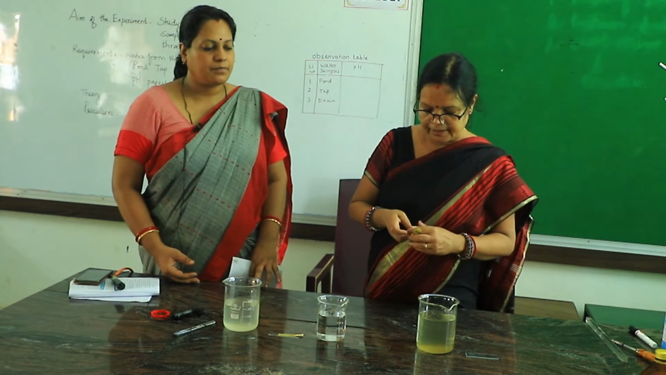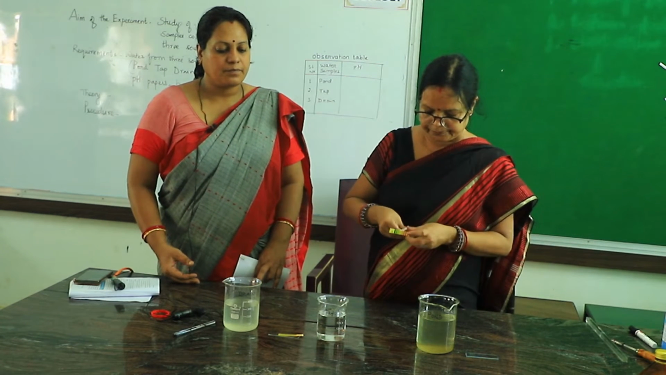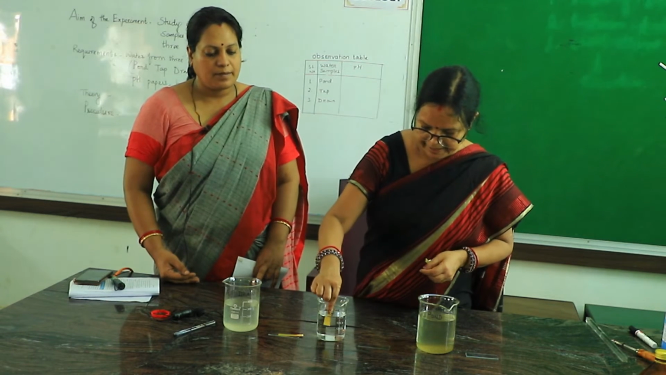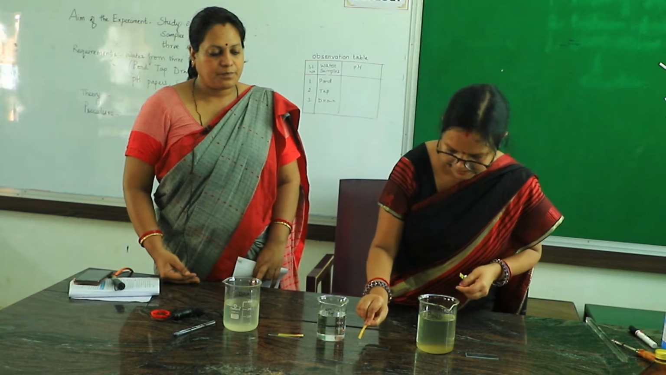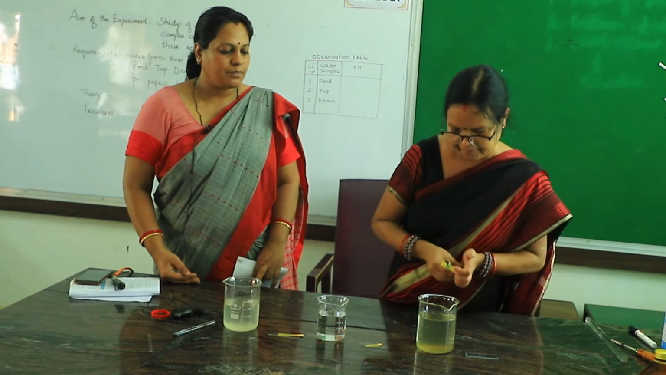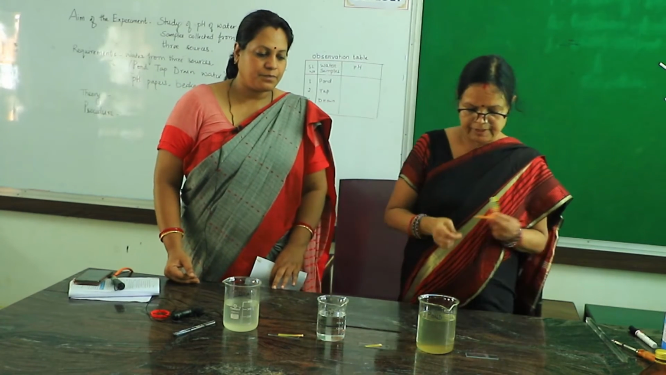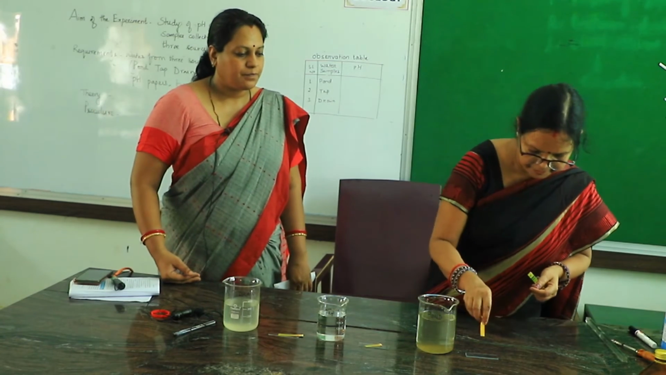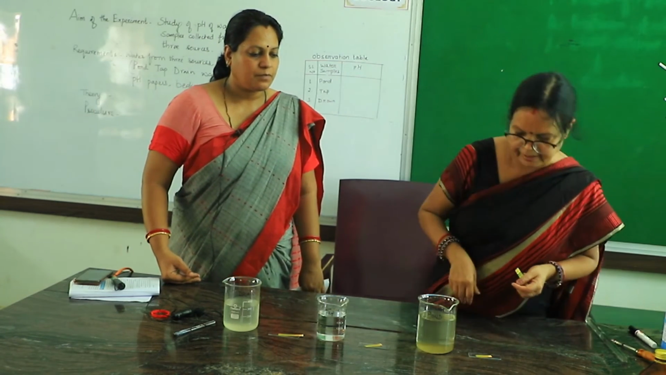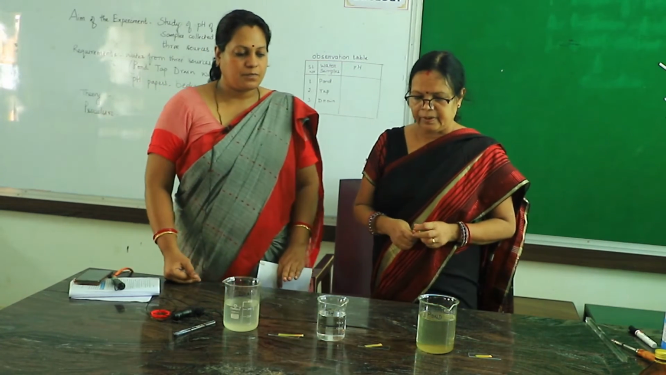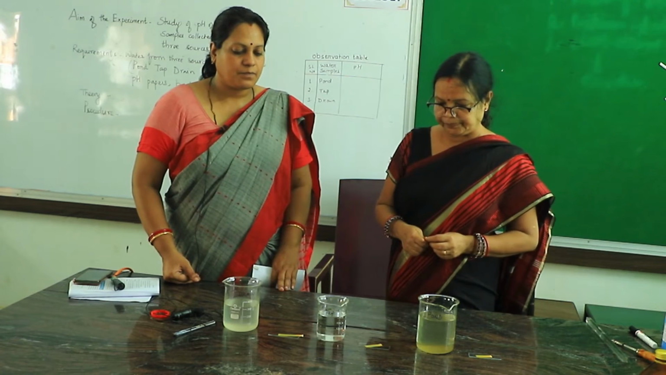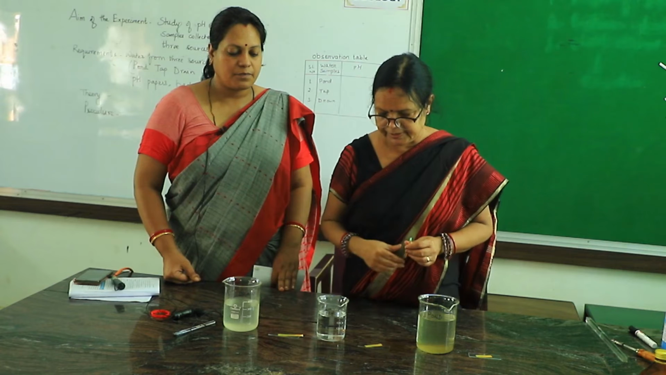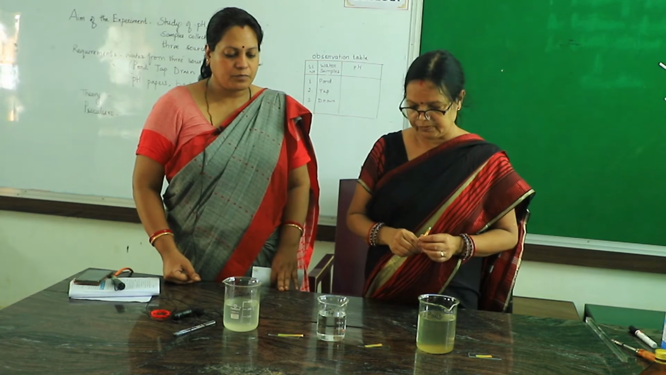Next take another pH paper and dip in tap water and keep on a slide for drying. Then take another pH paper, dip in pond water and keep on a slide for drying. Keep for 5 minutes for drying. Now check their pH. Wait for 5 minutes.